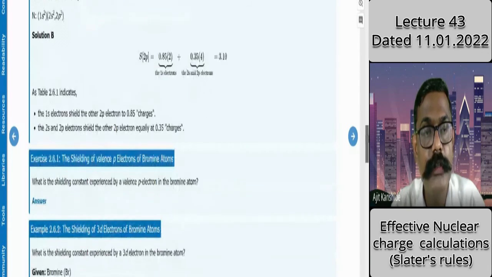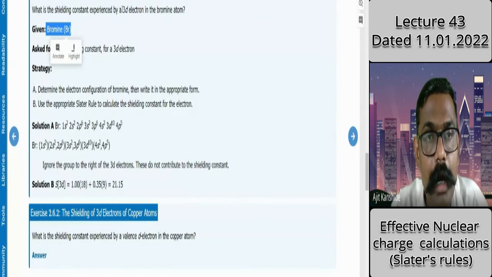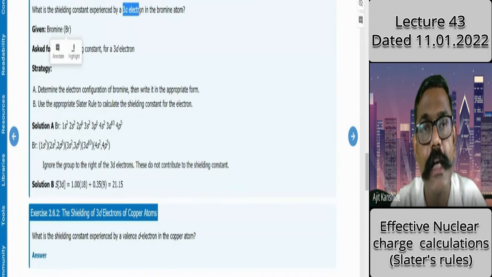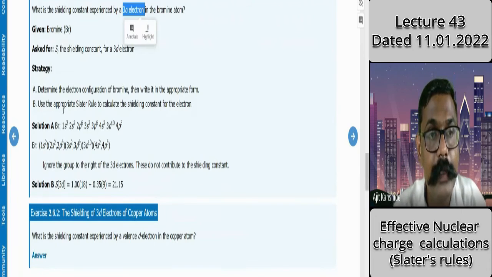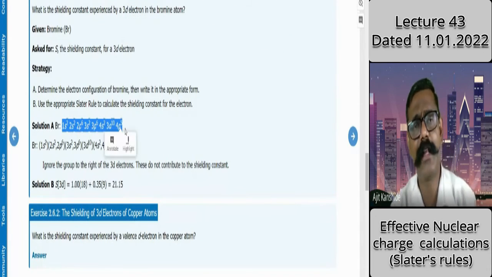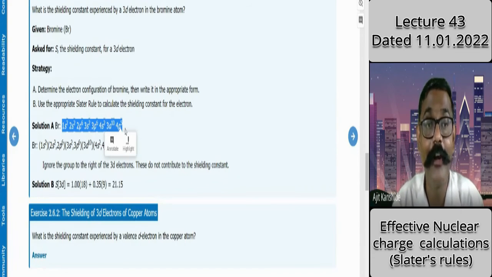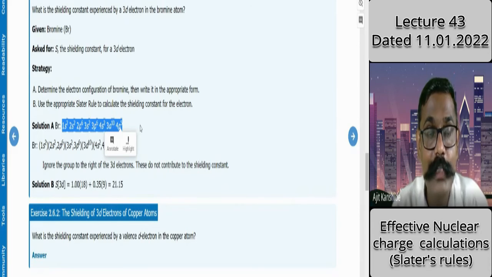Calculate the screening constant. The example is bromine, and the electron under consideration is a 3d electron. Write the electronic configuration for bromine. What's the atomic number of bromine? 35. So 35 electrons, how will you arrange?